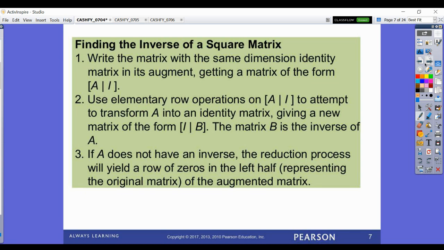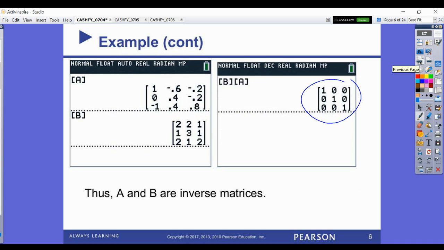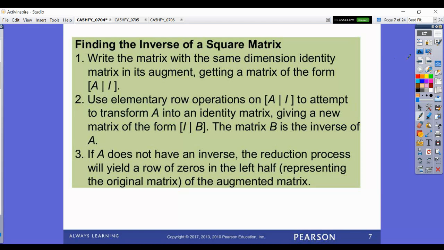To find the inverse of a square matrix, there's a little formula you can use if it's a 2 by 2. If it's a 3 by 3, it gets a little more complicated. There's one way that always works, and it doesn't have a name, but you basically augment your matrix with the identity, and then you solve it with the row reduction method that we did by hand in previous lessons.